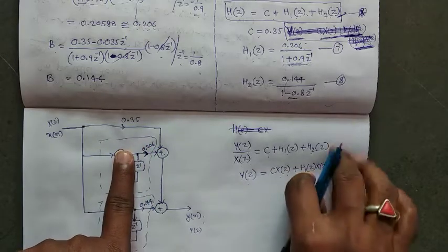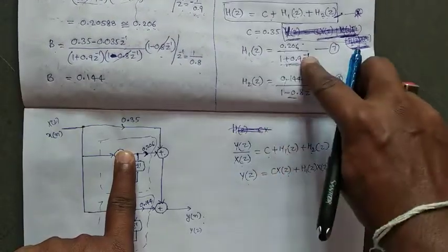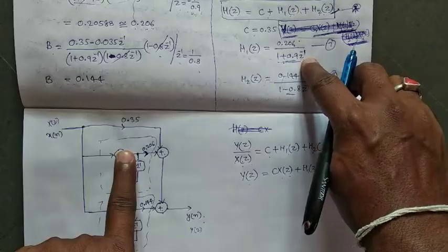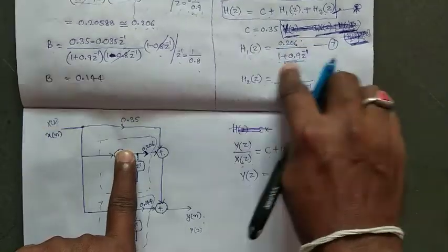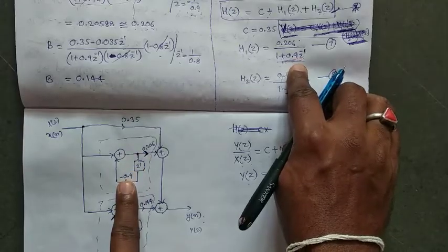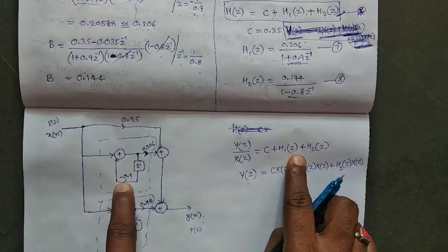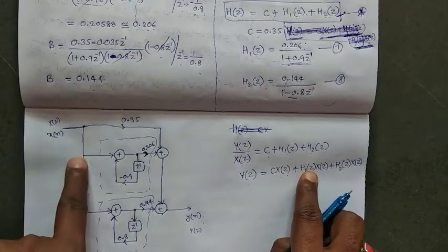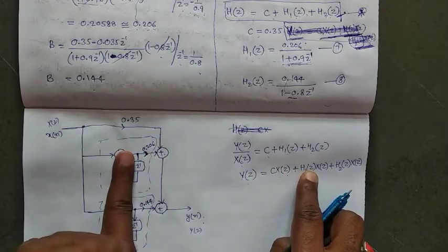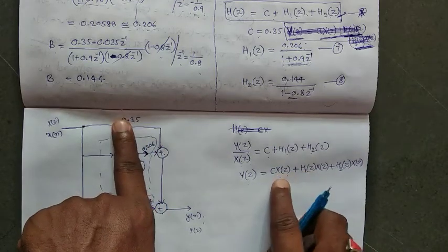Here we are realizing equation 7, that is H1 of z. How can we realize it? By using direct form 2 realization. This is the direct form 2 realization of H1 of z. H1 of z is multiplied with X of z, and it is added with this term.